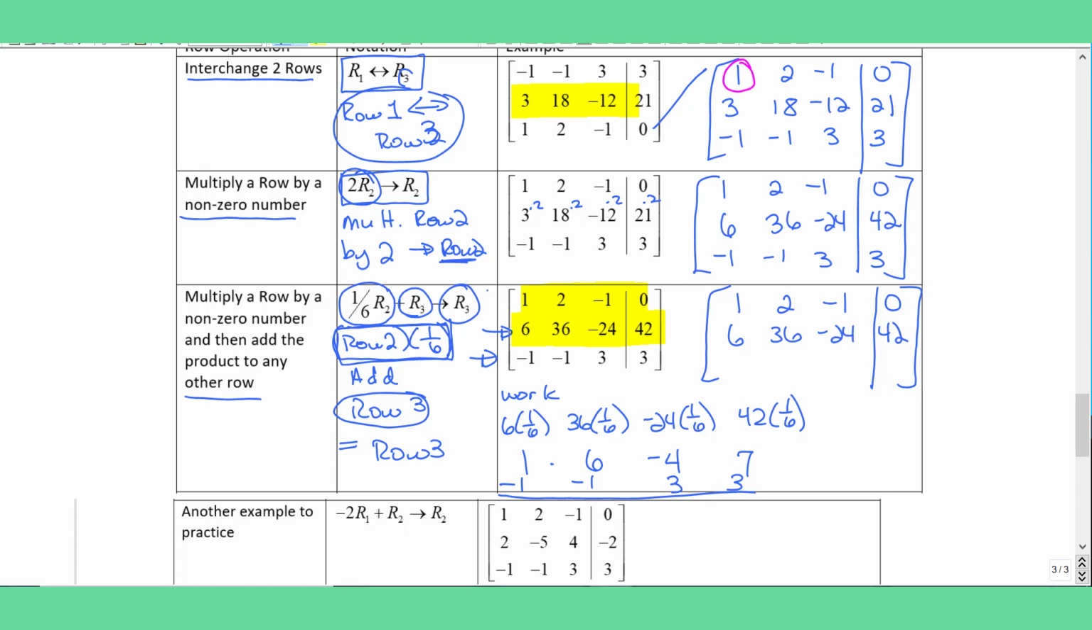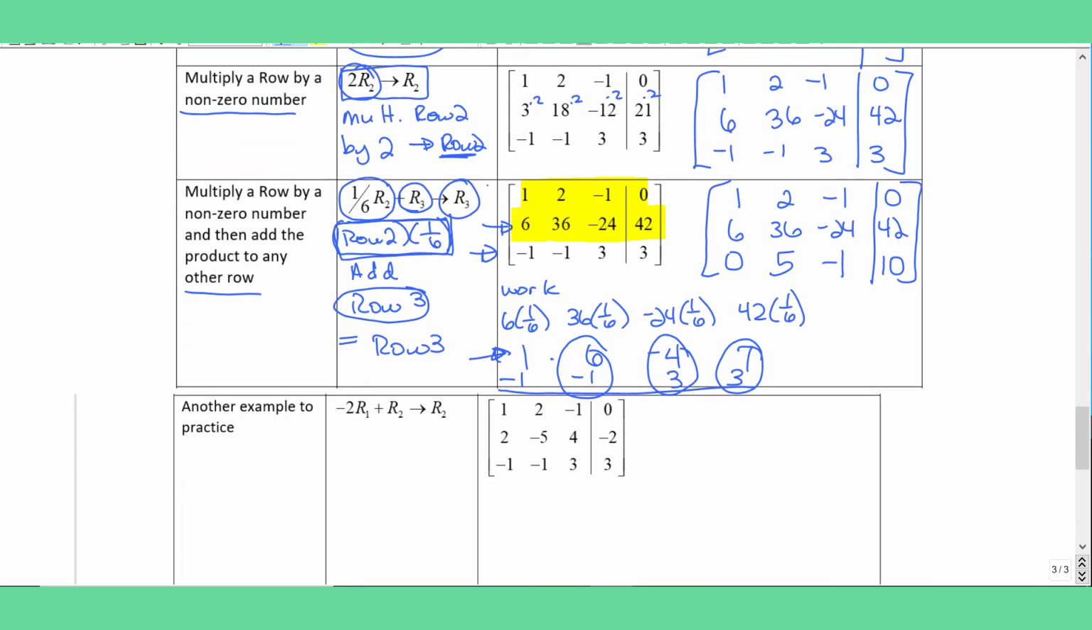Now, my scratch work, I multiplied row 2 times 1/6, and I got these numbers. And now I'm going to add row 3. So 1 and negative 1 is 0. 6 and 3 is 9... 6 and -1 is 5. -4 plus 3 is -1, and 7 plus 3 is 10. And again, if you just do some scratch work and say, okay, what am I not changing? You'll be okay. And I know that's a little confusing.